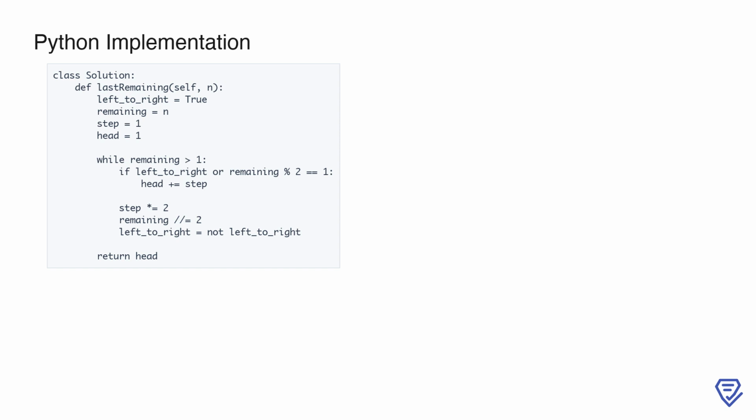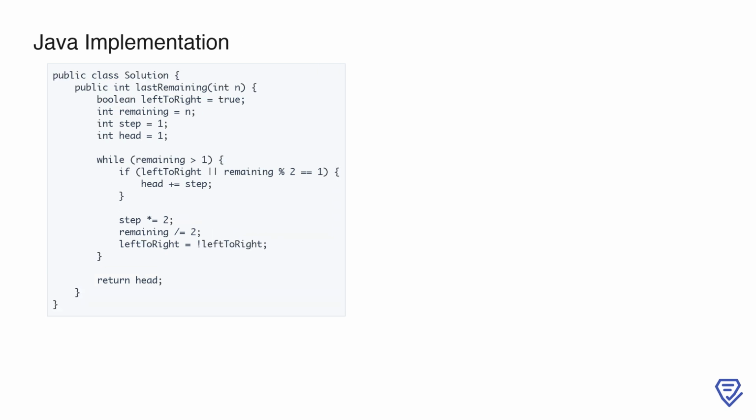This approach eliminates the need to explicitly simulate the sequence, achieving an efficient solution with logarithmic time complexity, O(log n). This is the Java implementation for LeetCode problem number 390, Elimination Game. The logic mirrors the provided Python solution, with type declarations and Java-specific conventions. The variables track the direction, remaining numbers, step size, and current head. The loop continues until only one number remains. The key difference is the explicit need for type declarations and syntax differences between Python and Java.